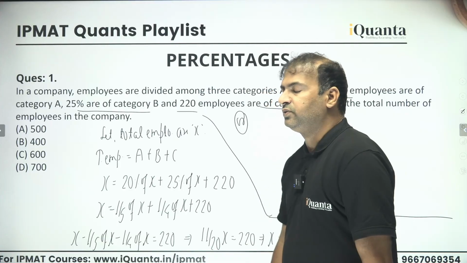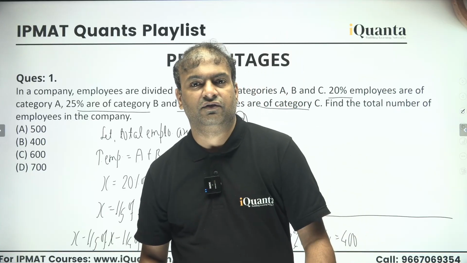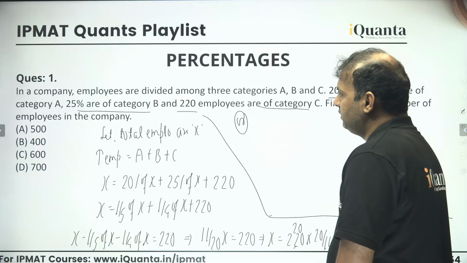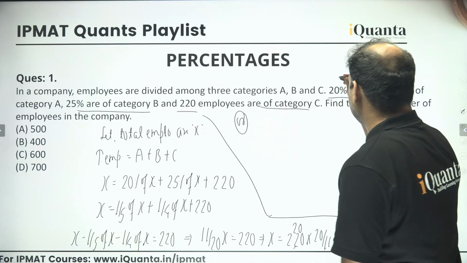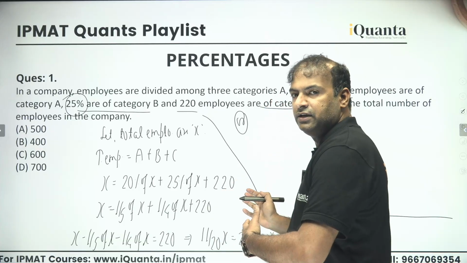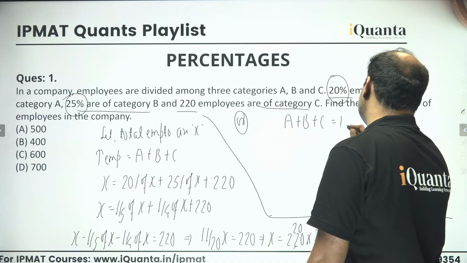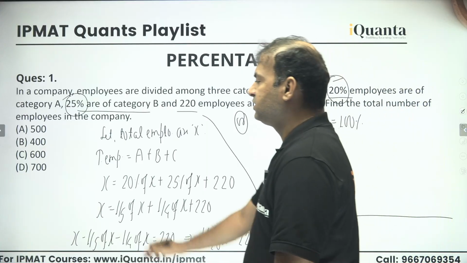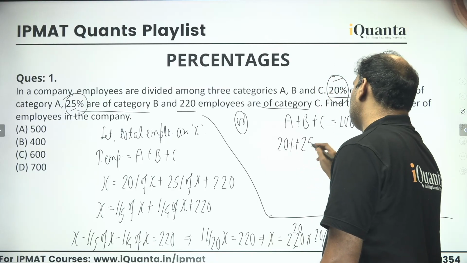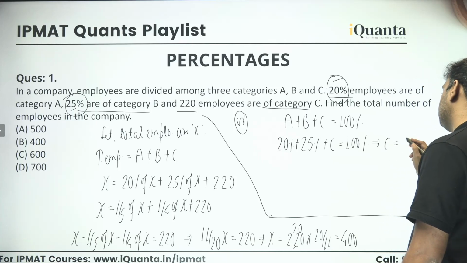So guys, again, we'll be doing a lot of things in our brain. Any number is nothing but 100% of itself. So the total employees must be 100% of the total employees, obviously. In category A we have 20% employees, in category B we have 25% employees, and in category C we are given the numbers. So A plus B plus C should make 100% of the total employees. A is 20% and B is 25%, so A plus B together is 45%. So what should be the percentage of C? With the help of this, we can say that the percentage of C has to be 55%.